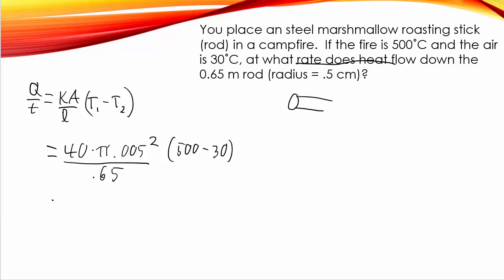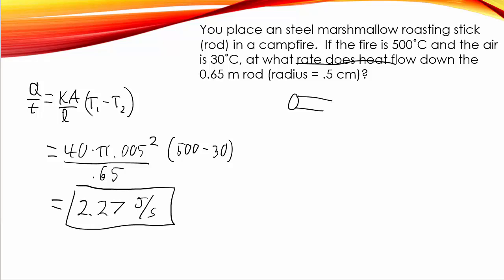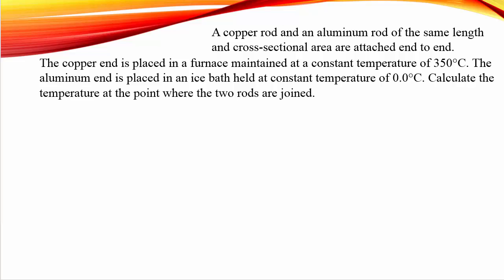Throw all of this junk into your calculator and you get 2.27 joules per second, or watts if you prefer. So not a whole lot of conduction going from one end of the rod to the other. Part of that's because the rod is quite long and fairly small. Alright, let's look at a little more complicated example.